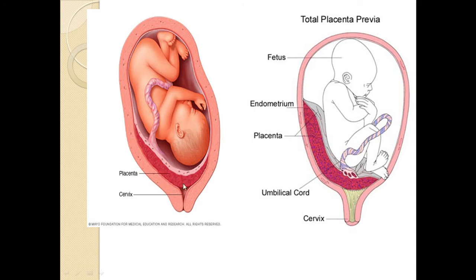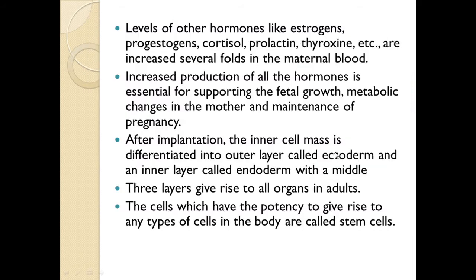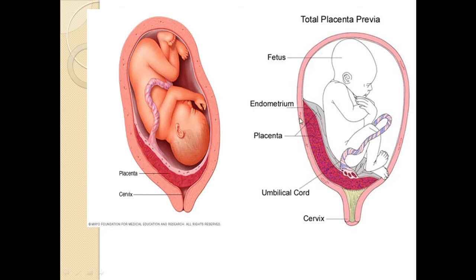Here you can see the placenta. It is a disc-like structure which connects the developing embryo or developing fetus to its mother. Here you can see the cord-like structure which connects the growing baby to the mother, and this cord-like structure is called the umbilical cord. Here you can see that this is a developing fetus. This is the placenta, and this cord-like structure is the umbilical cord.